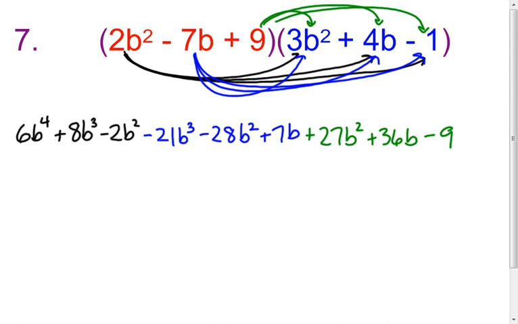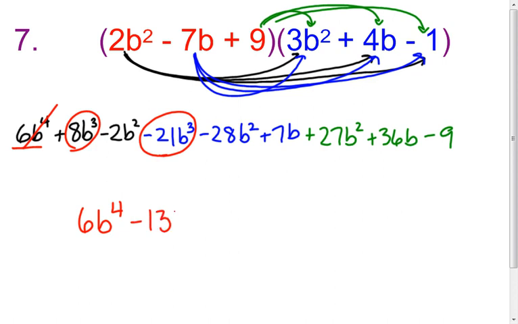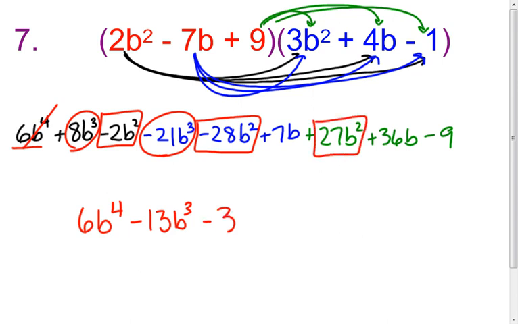Okay, then I want you to combine all of your like terms. So like terms would be the ones with the same base and the same exponent. And so I'm going to start with my biggest exponent, which is this 6b to the 4th right here. Then I'm going to go to my b cubed terms. So I have 8b cubed here and negative 21b cubed here. So that makes negative 13b cubed. Then I will go to my b squareds, and I have negative 2 of those and negative 28 of those. So now I'm at negative 30 plus 27 makes negative 3b squareds.